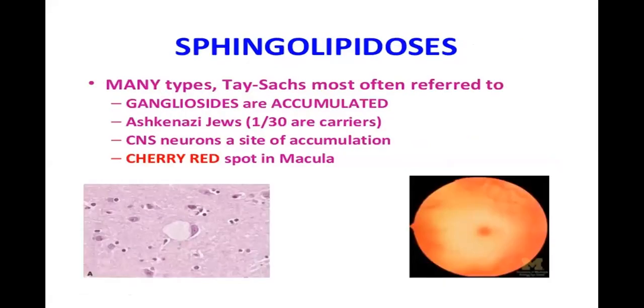Sphingolipidosis. Sphingolipidosis, as I've told you, includes Tay-Sachs disease. Gangliosides are accumulated, seen in Ashkenazi Jews. CNS neurons are the site of accumulation. A cherry red spot in the macula is seen. In this area, the macula, the cherry red spot can be seen, and gangliosides are accumulated in the central nervous system.